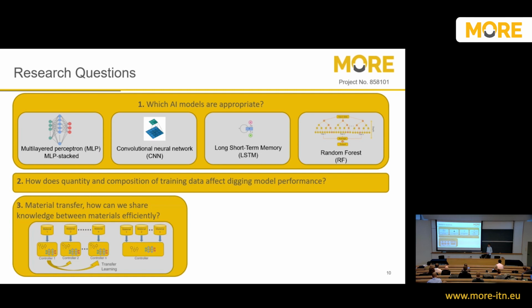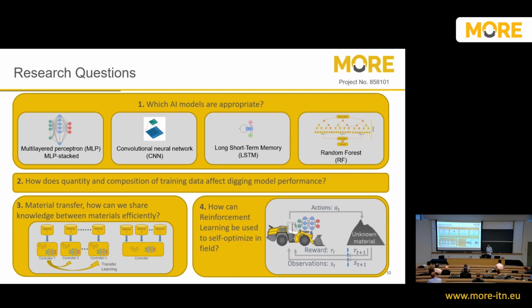And then the third question is about material transfer. How can we share knowledge between the materials efficiently? Because, as you saw there, you have to load the materials a little bit differently, but they're also quite similar. So there's a lot of things in common. So you can probably share some of the knowledge that you use from one material with another material.